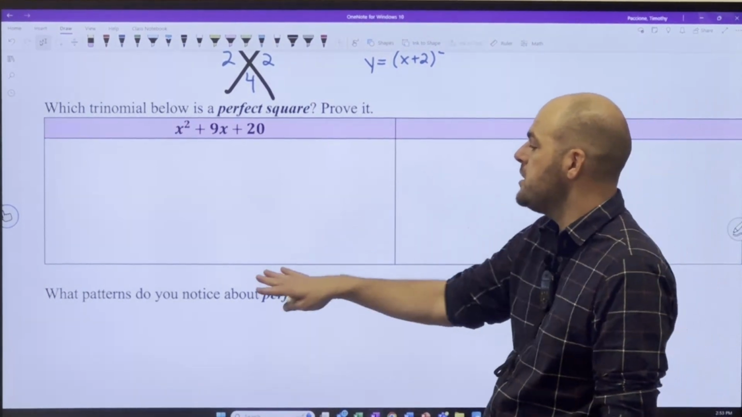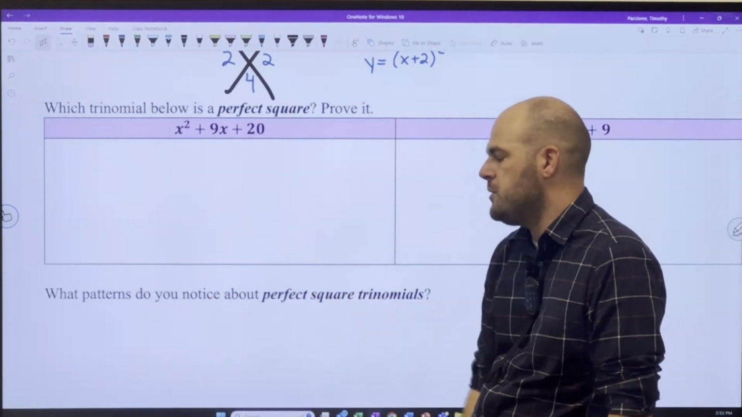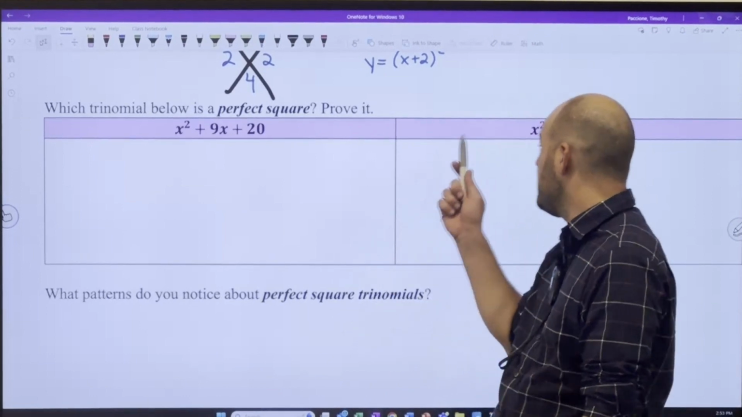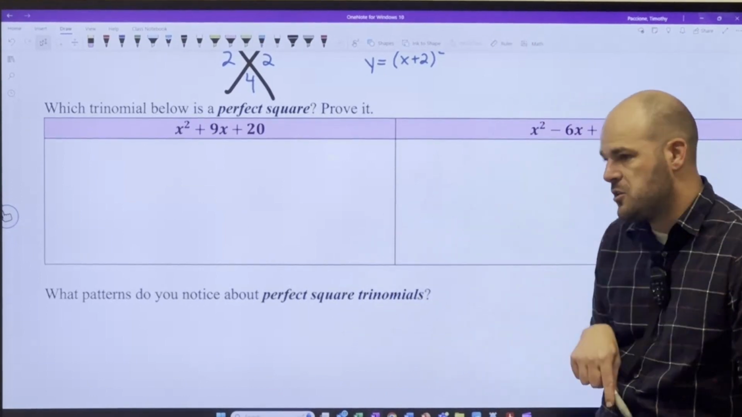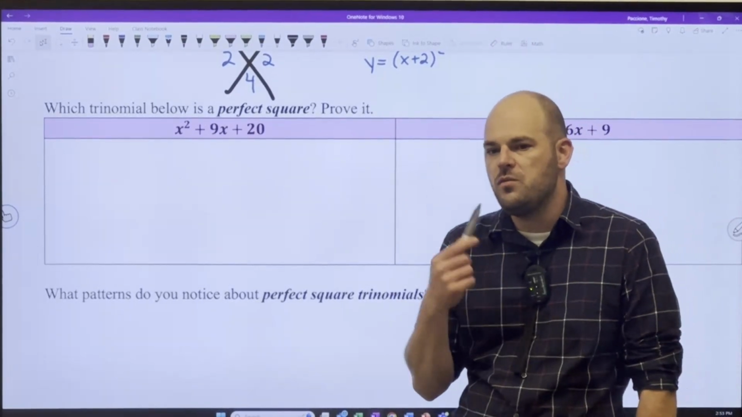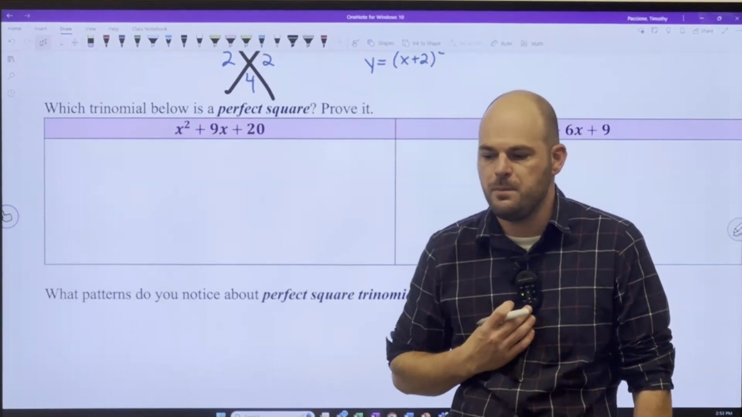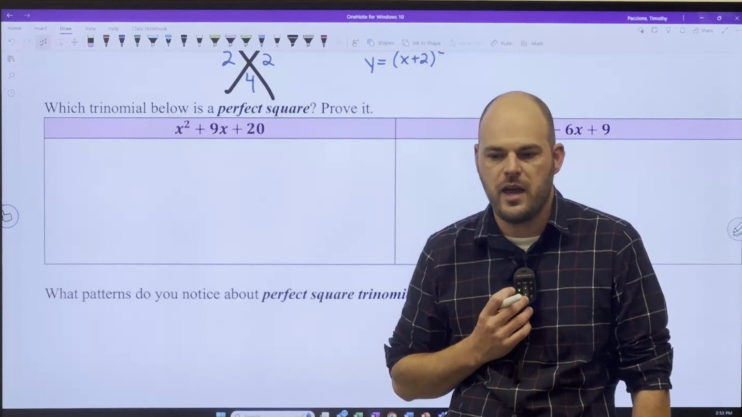If you did finish it, think about this question down here. What do you notice about these perfect square trinomials, meaning the numbers in them, and the fact that it turned out to be a perfect square? See if you can find a rule that you can apply to all perfect square trinomials. So go ahead, I'll give you some time to do that.